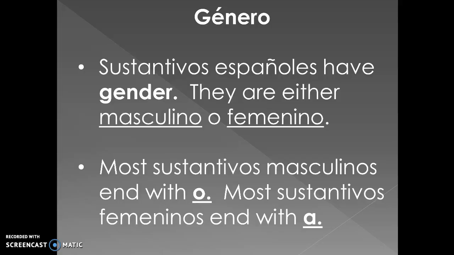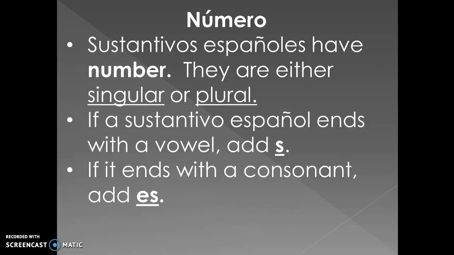You'll also see that most sustantivos masculinos, or masculine nouns, end with the letter O, like libro, which we said previously. Most sustantivos femeninos, feminine nouns, end with the letter A, like pluma. One other thing you need to be aware of is that there are some exceptions to this rule. Take a look at your vocab sheet and write down some nouns, 2 or 3, that end with other vowels. In all likelihood, that other vowel would be the letter E, or end with a consonant. Once you've done that, we're going to go on to discuss number.